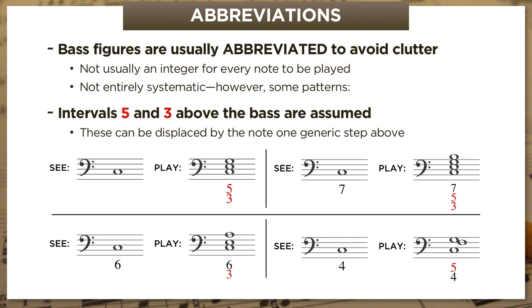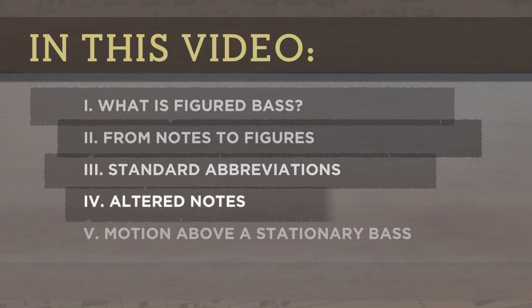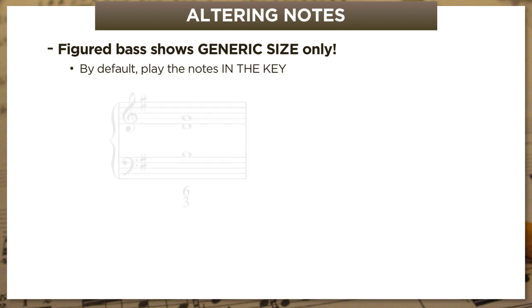So far, all of our figured basses have given us notes that were in the key we were in already. But sometimes you want notes that are not in the key. So we have to ask, how can we instruct a performer to alter notes using figured bass notation? Backing up a bit, let's just take stock of the fact that figured bass shows generic size intervals only. Generic size meaning 5th, 3rd, 7th, not major 7th, perfect 5th, diminished 3rd. And so by default, because it only shows generic sizes, you just play the notes that are in the key, okay?